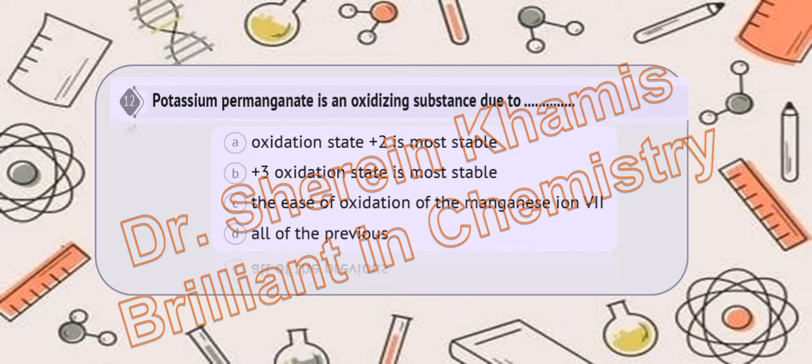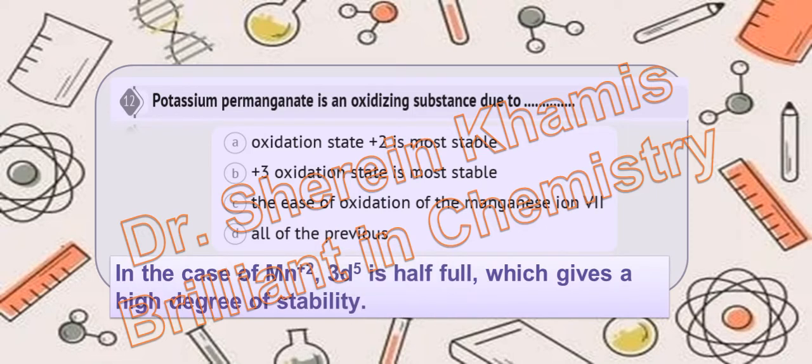We said that potassium permanganate is an oxidizing agent, as it has one oxidation state that will be the more stable state, as in the case of Mn+2 manganese. It's the more stable state, with half-filled 3d5 electrons, which gives a high degree of stability. So it will be in the oxidation state +2. Oxidation state +2 is the more stable, so our choice is letter A.